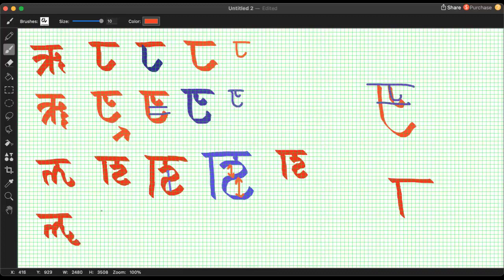If you're writing this in Sharada, first a horizontal line, and then draw a straight vertical line. Okay, keep this line a little longer, and don't start this in the middle. I'll tell you why. Leave some space, and then make sure there's enough space for you to write this inverted S.